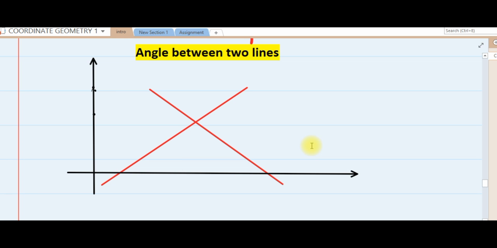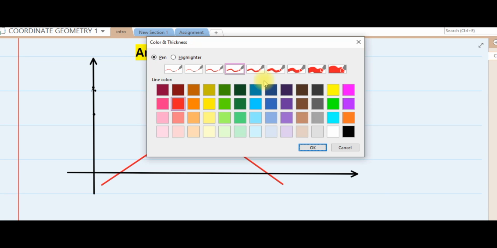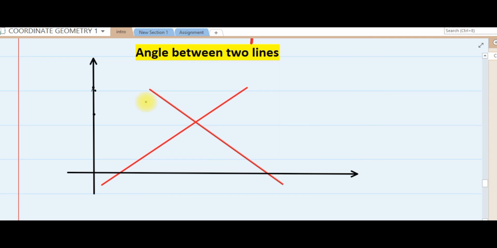So assuming the angle, this is the first line, let's call it L1. Why, this is the second line, L2. Our main aim is to find the angle between them, let's call it beta. Here, let's call this theta 1 and theta 2. Do you get? Because our main aim is to find the angle made by this line.